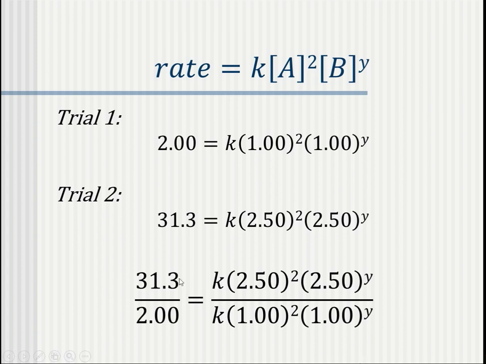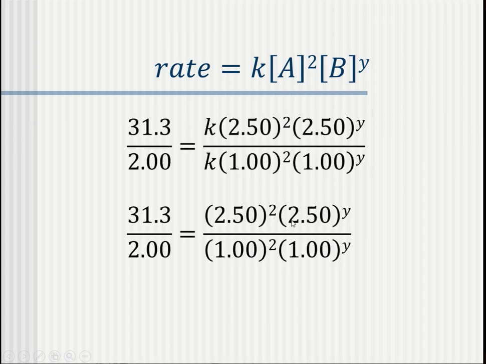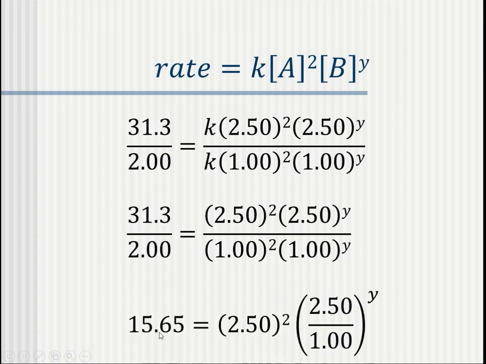So 31.3 equals K times 2.5 to the second, 2.5 to the Y, all that over 2 equals K times 1 to the second, 1 to the Y. And then I realize, wait a second, K over K, they're going to cancel. So I'm going to get rid of my K's. And I'm left with 31.3 divided by 2. That's 15.95. 2.5 to the second divided by 1.0 to the second. Well, that's 2.5 to the second.